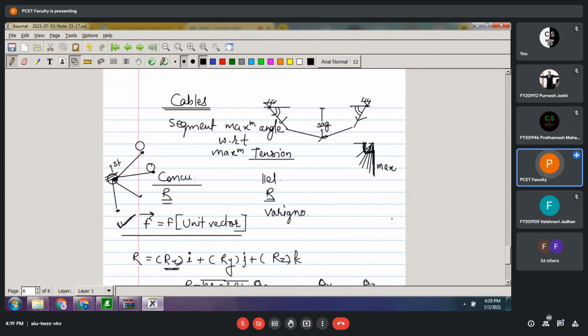And simply we will apply Varignon's theorem in case of x-axis, that is the algebraic sum of moments of all the forces about x-axis must be equal to the moment of the resultant about x-axis. Is it clear? Yes, ma'am.